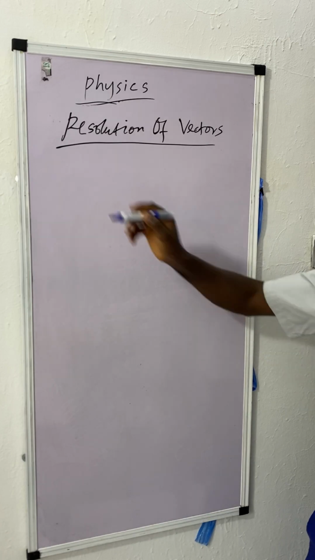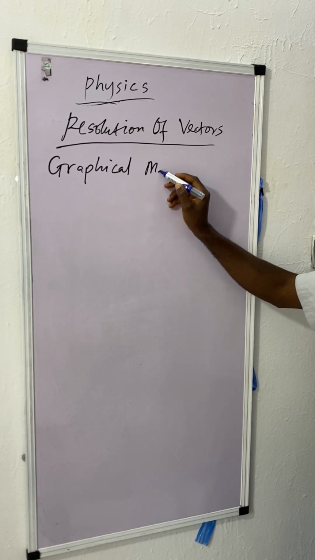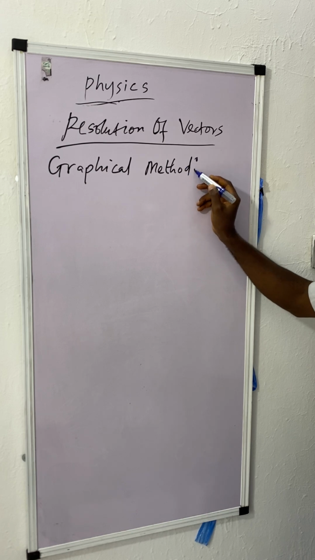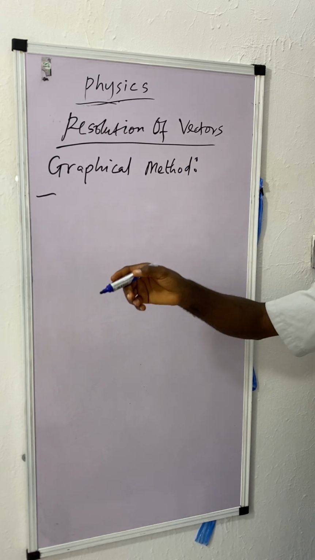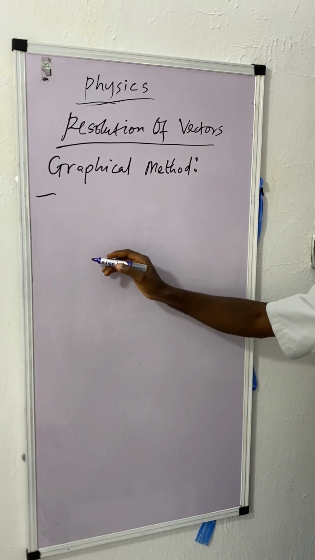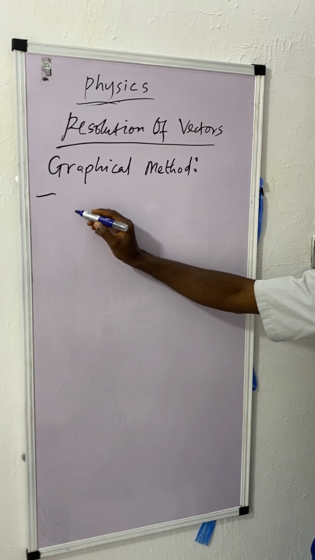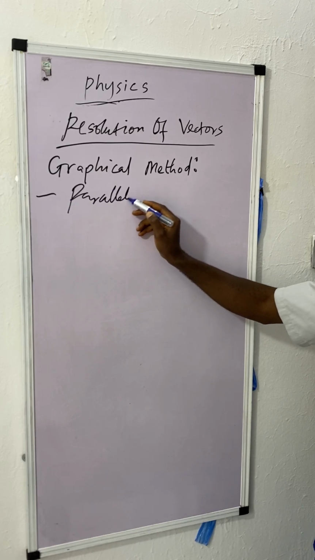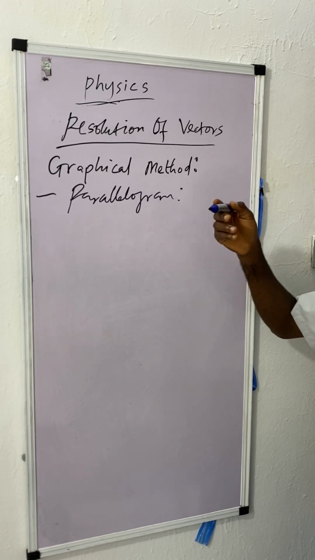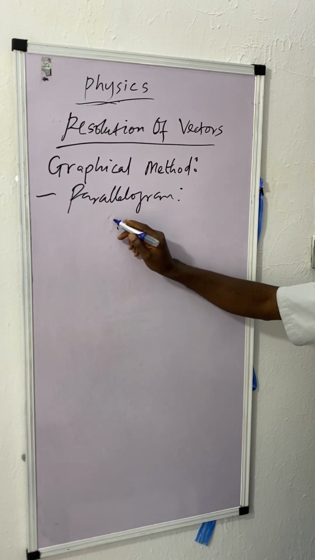Under this resolution of vectors, we have methods that we use to resolve vectors, and they are graphical methods. Just like the one we just did. But let's explore other graphical methods. This one we just did is the triangle method. That's what we just used. We also have the parallelogram, using the parallelogram law, the normal parallelogram that we learned just now. Which is what? Tail to tail.